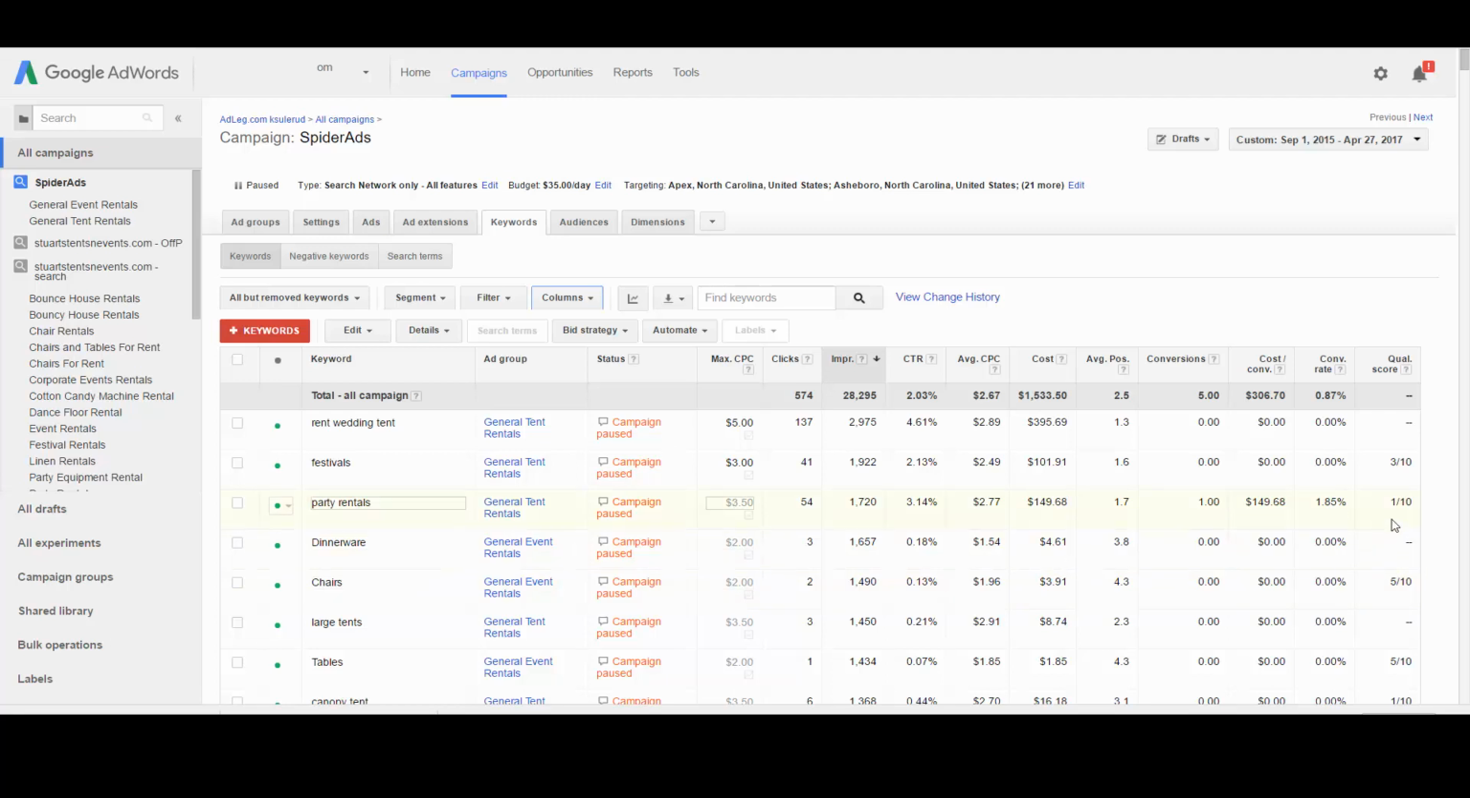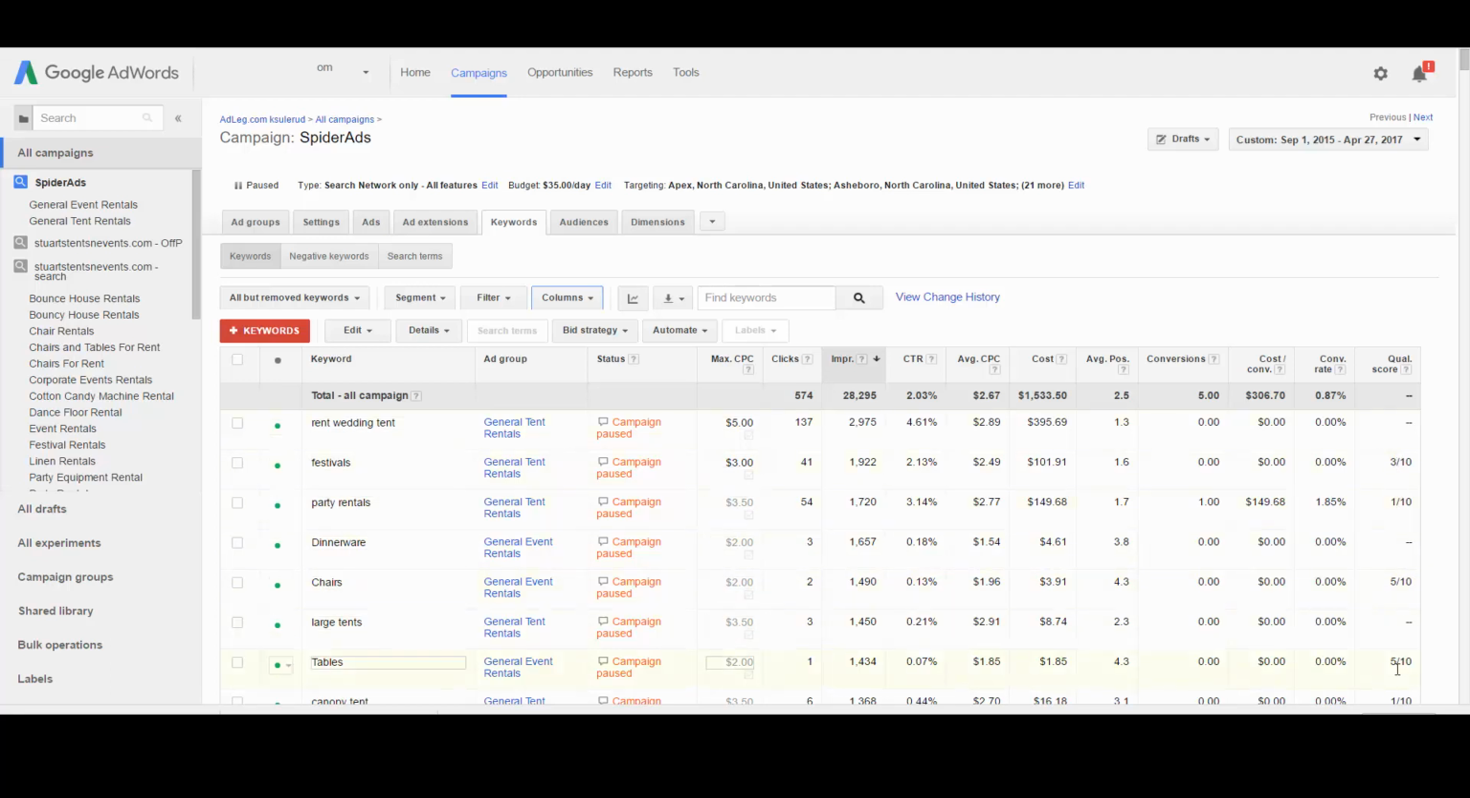And if your quality score is below 5 out of 10, now things are working against you. You need to actually pay more per click to achieve the same ad position as someone with a higher quality score. Okay, so basically that's how it works.